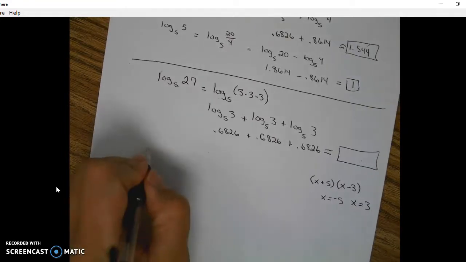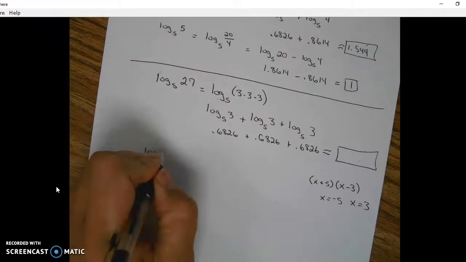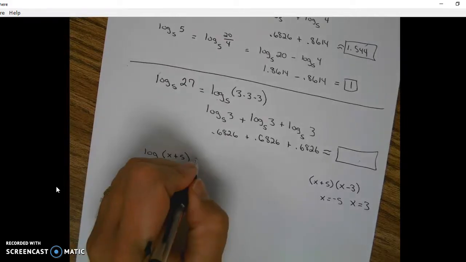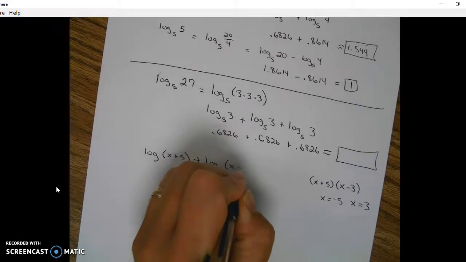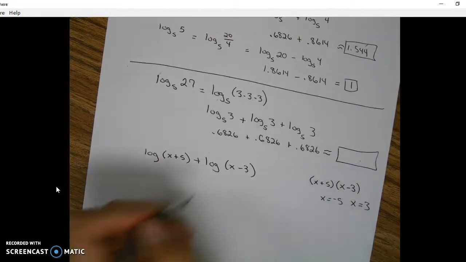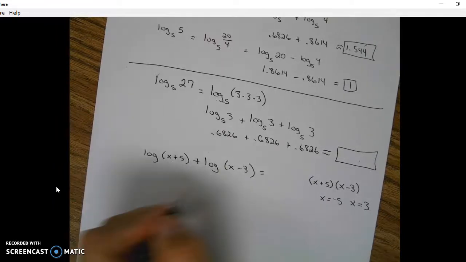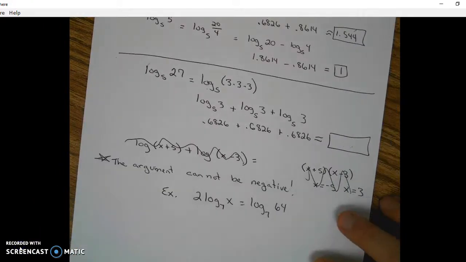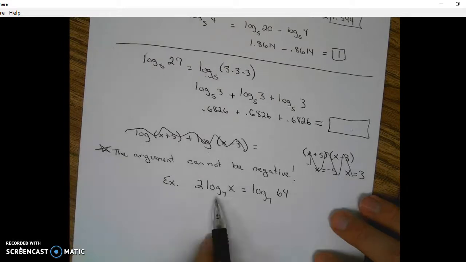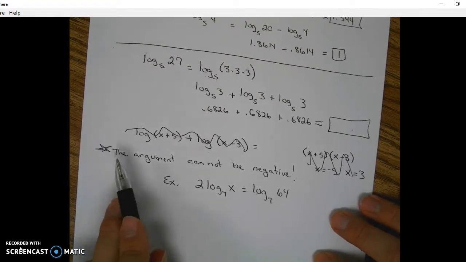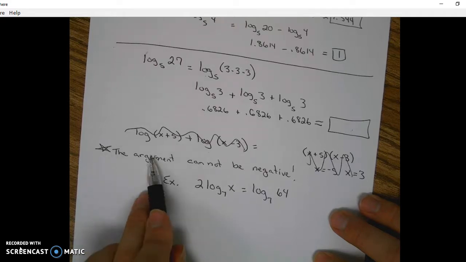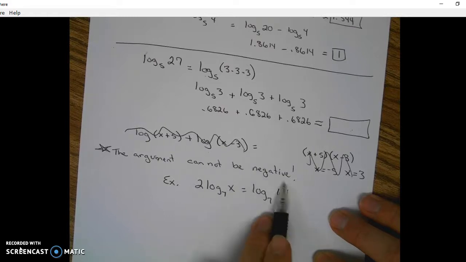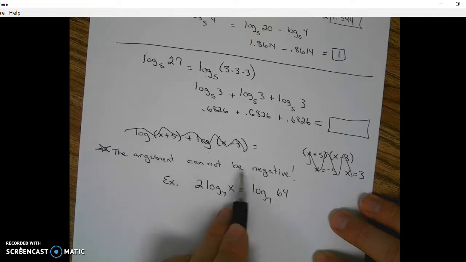So let's say we have log, and we'll do base 10 of x plus 5, plus log of x minus 3, equals... I changed the problem. I decided that this would be an easier problem to follow. So write this down and know it. The argument, remember the argument is this value right here, x and 64, cannot be negative.